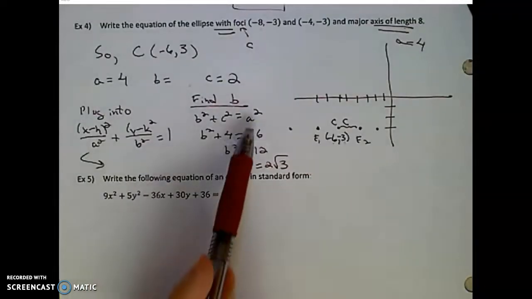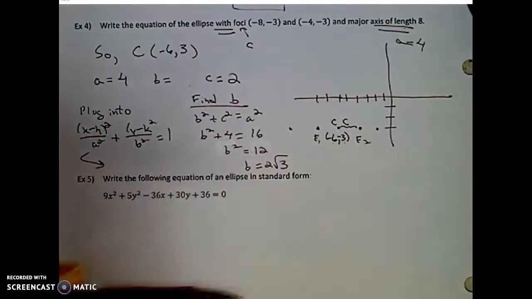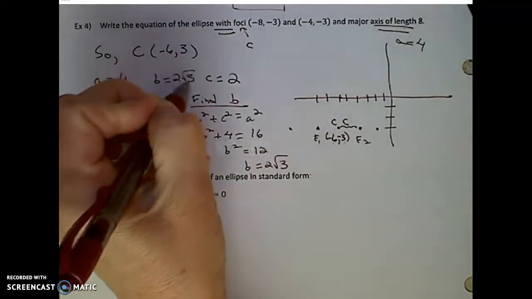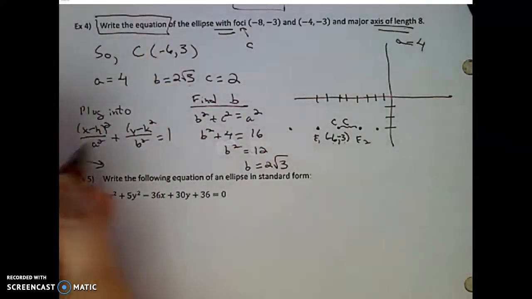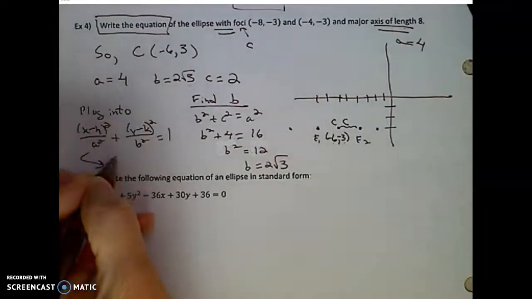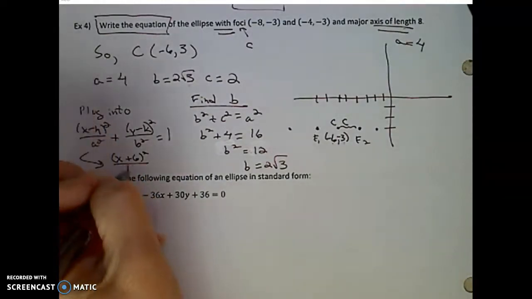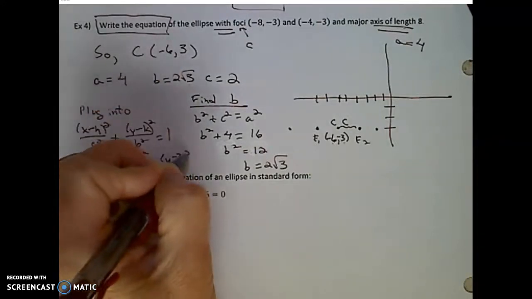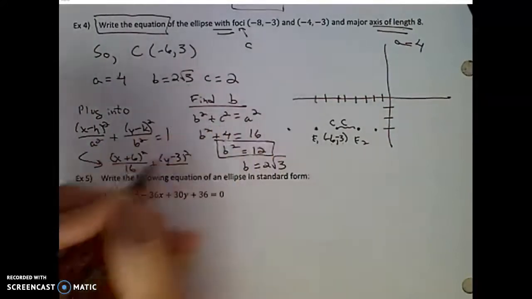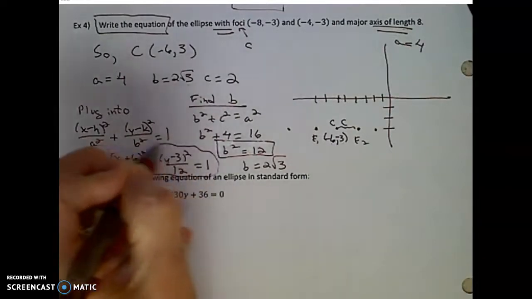Okay, please check. Since A squared is the biggest, I plugged in to find B. B squared is 12. That gives me that B is 2 square roots of 3. But I was really just asked to find the equation of this ellipse, so let me start plugging into my standard equation of an ellipse. And I get x minus negative 6, or x plus 6, squared over a squared, which is 16, plus y minus negative 3 squared over b squared, which is 12, equal to 1. And that's the equation of my ellipse.